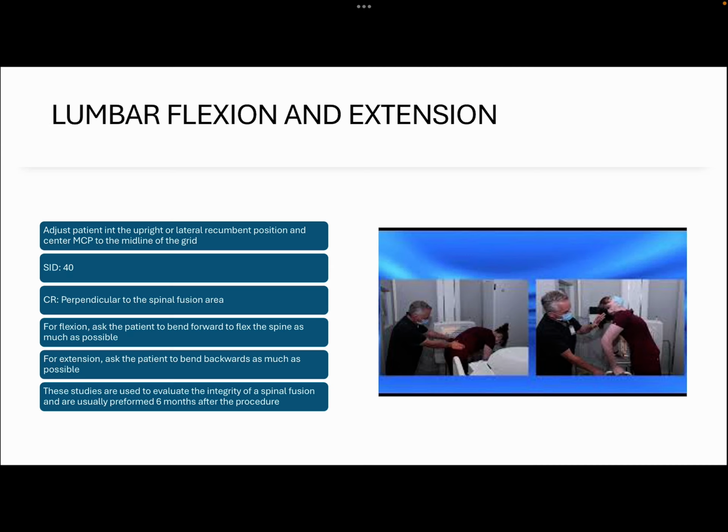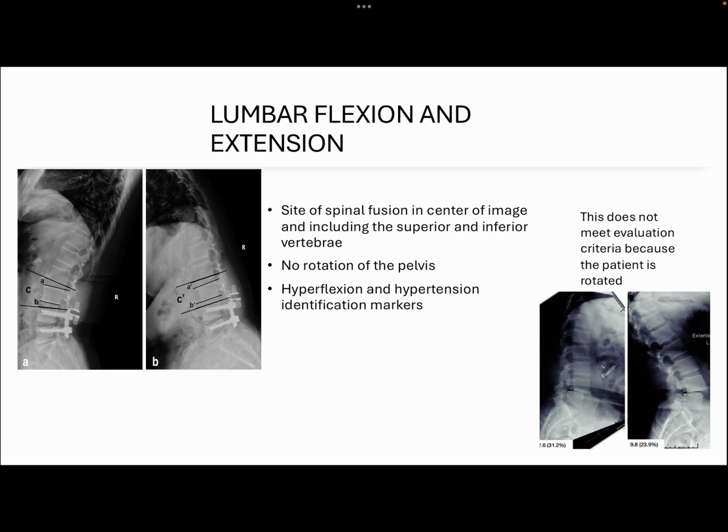So, the flexion and extension. Again, we use a 40-inch SID, and for this one, the central ray would be perpendicular to the spinal fusion area. For flexion, you ask the patient to bend forward to flex the spine as much as possible. For extension, you ask the patient to bend backwards as much as possible. We do these studies to evaluate the integrity of spinal fusion, and they are usually performed 6 months after the procedure. So, the evaluation criteria for lumbar flexion and extension would be no rotation of the pelvis, and make sure the spinal fusion is in the center of the image.